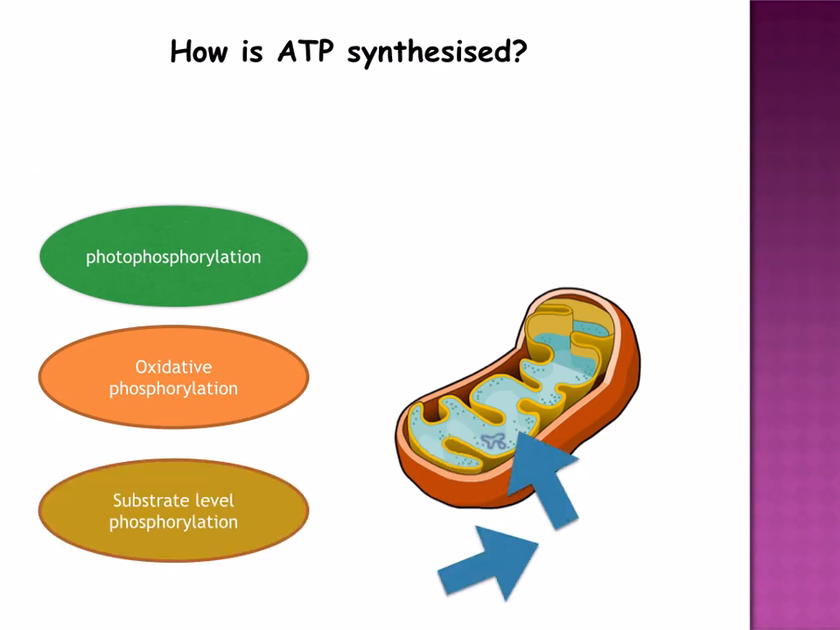And then you've got substrate level phosphorylation, which takes place in the cytoplasm during glycolysis and then inside the mitochondrial matrix during the Krebs cycle. It involves a single reaction where the phosphate group is transferred from a donor molecule directly to ADP.